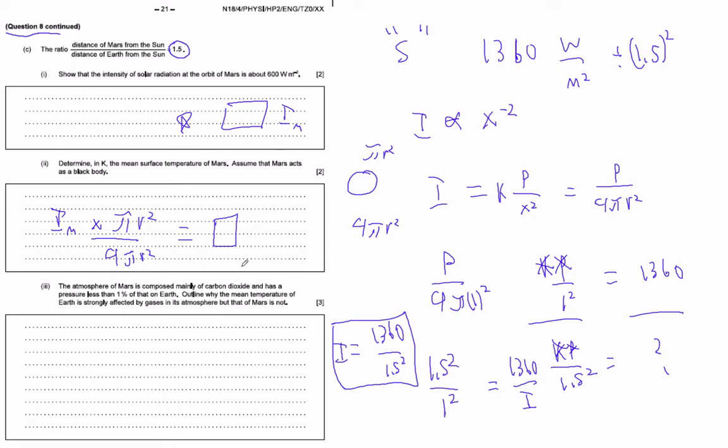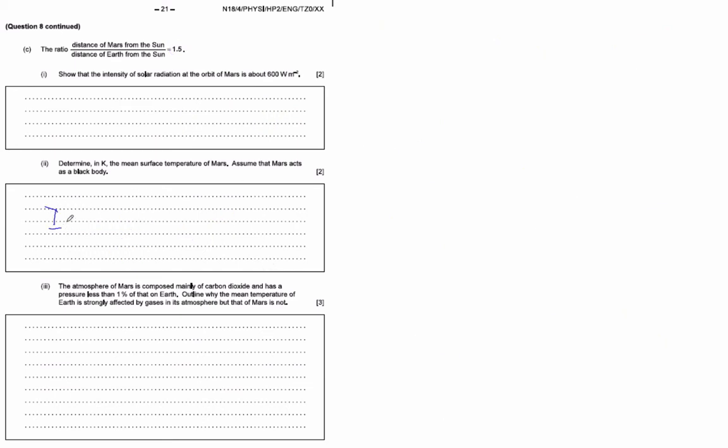There it is. And then you're going to do that trick where we set that equal to, I'm going to erase. Okay, so the intensity at Mars times pi r squared over 4 pi r squared.